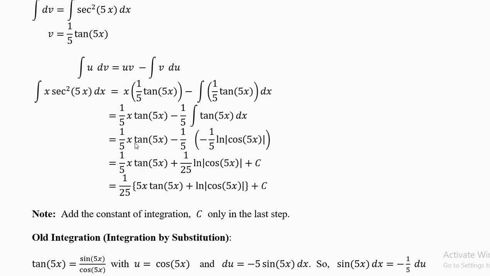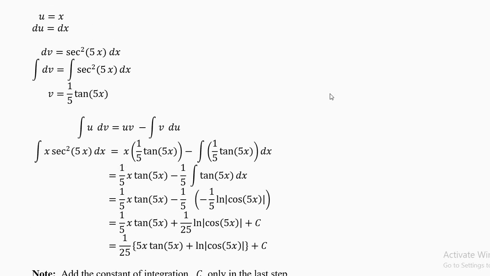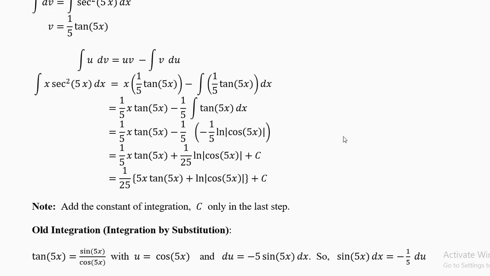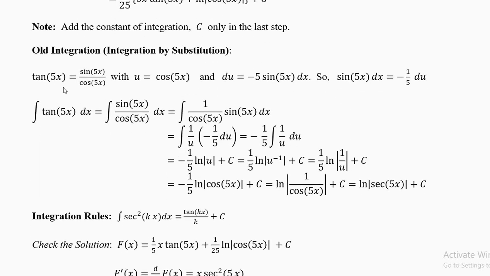Copy it in 4 or 5 steps till you finish the answer. Now the second part is minus integral v du, minus integral 1 over 5 tangent 5x. This 1 over 5 goes out, you get minus 1 by 5 integral of tangent 5x. Now the tangent integration was done in topic 3. Let me repeat it. Tangent is equal to sine over cosine. Put u equal to cos 5x and du equal to minus 5 sine 5x dx. So sine 5x dx equal to minus 1 by 5 du.